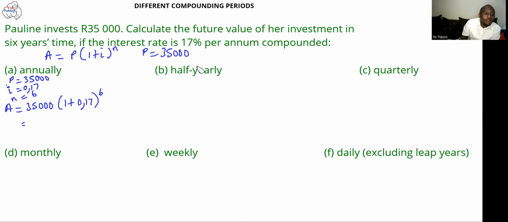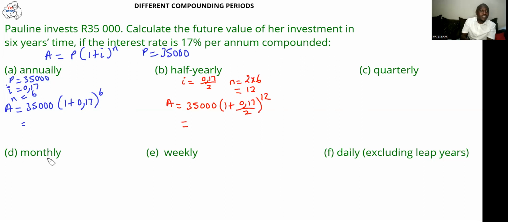Now, let's see here when you're dealing with half yearly. Our I in this case is going to be, remember it's 2 times a year, so 0.17 over 2. What about our n? Remember, it's 2 times a year, so it's going to be 2 times 6, which gives us 12. So in this case our A is going to be P, 35,000, in bracket 1 plus, what is our I? 0.17 over 2 to the power of 12.